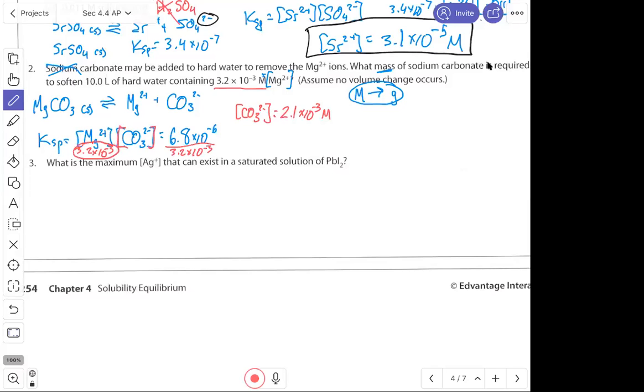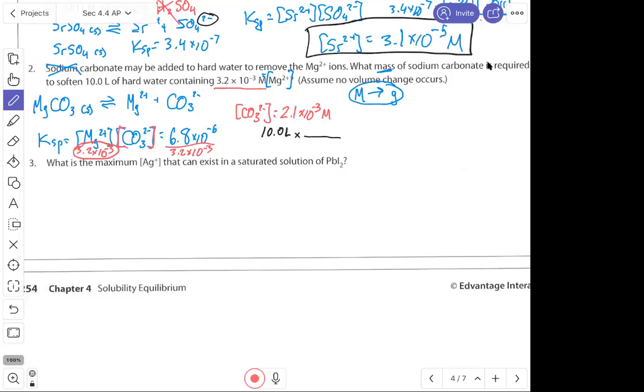Okay, so now I've got my concentration of carbonate, and I need to get that to grams of sodium carbonate. So where do I actually start? We have the liters, so we're going to start with the liters. We're actually going to start with 10.0 liters.